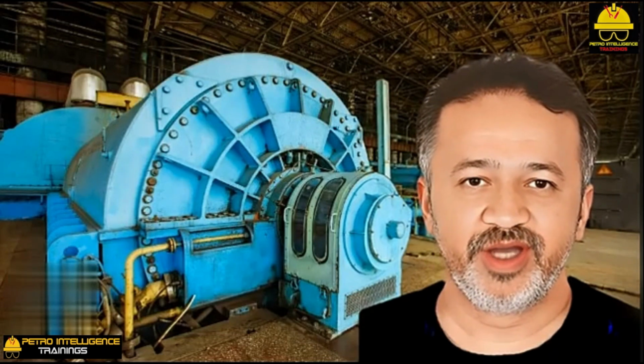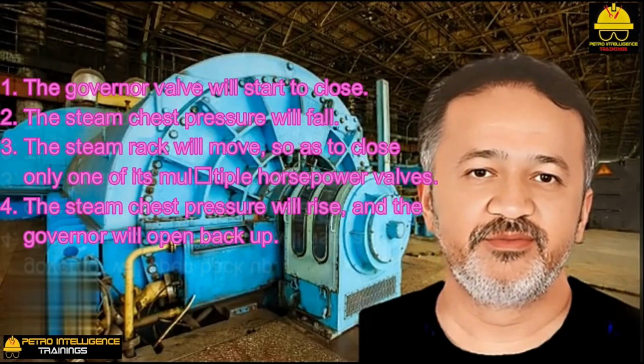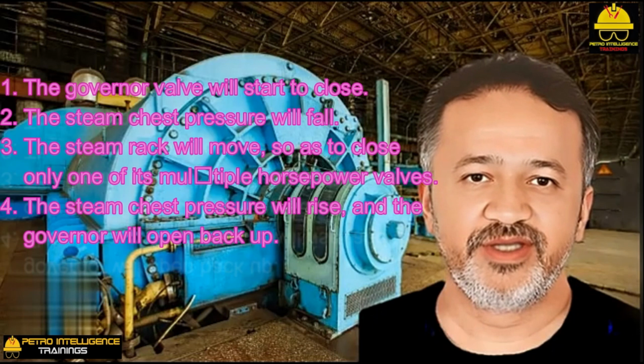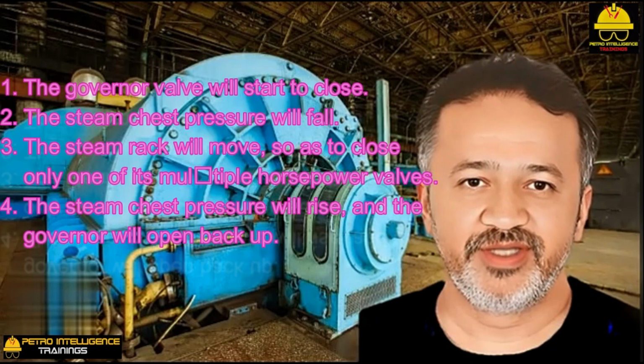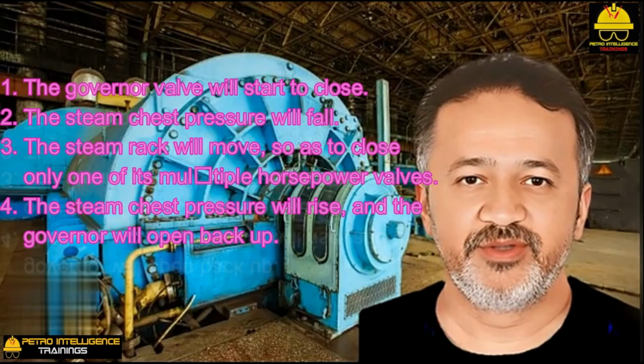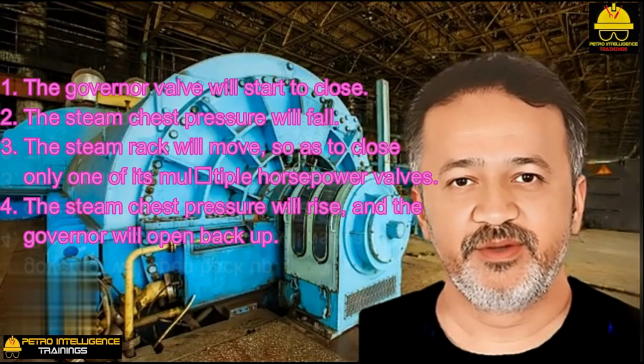If you slow the compressor, here is what will happen. 1. The governor valve will start to close. 2. The steam chest pressure will fall. 3. The steam rack will move, so as to close only one of its multiple horsepower valves. 4. The steam chest pressure will rise, and the governor will open back up.